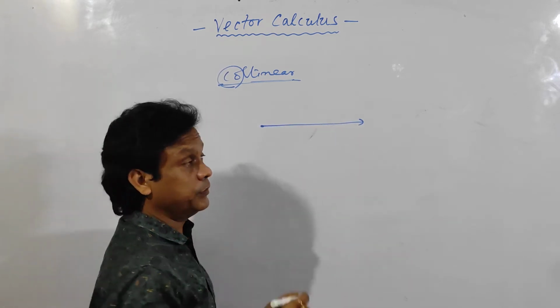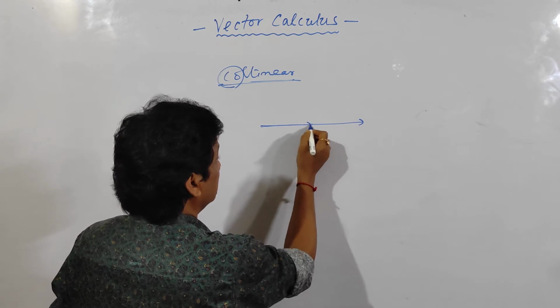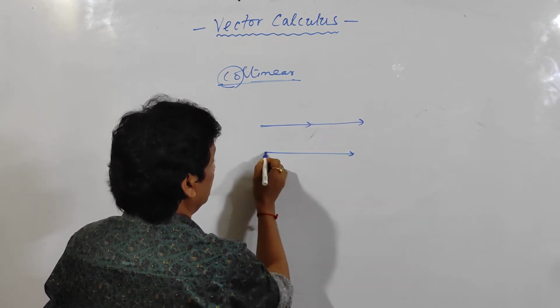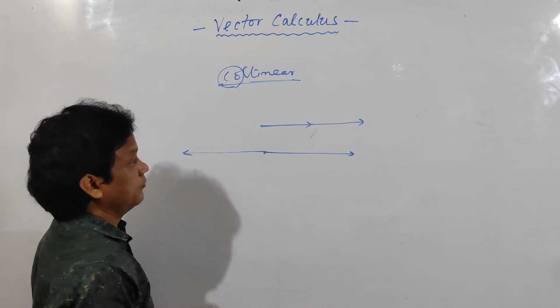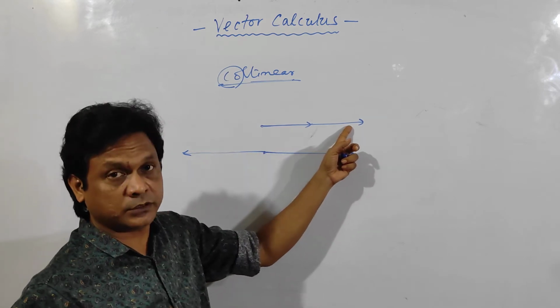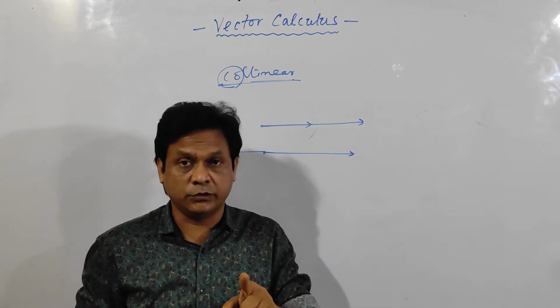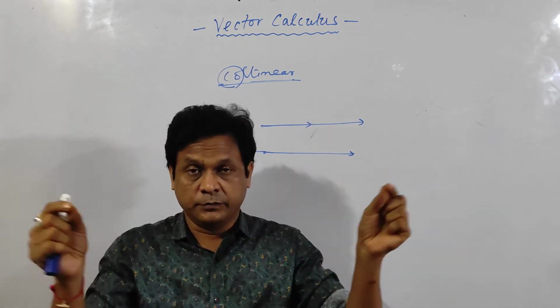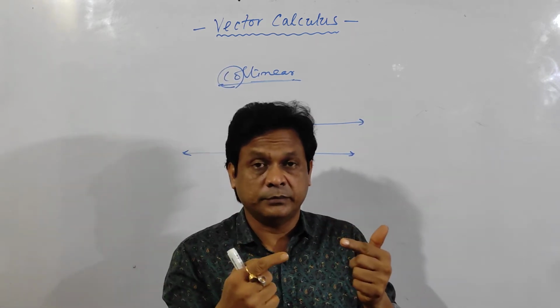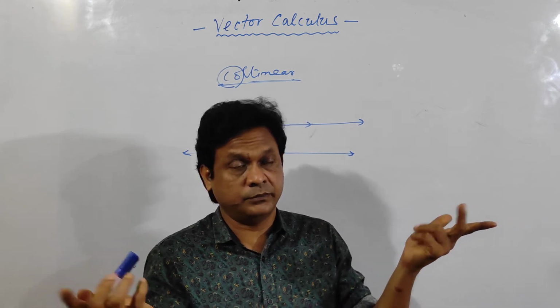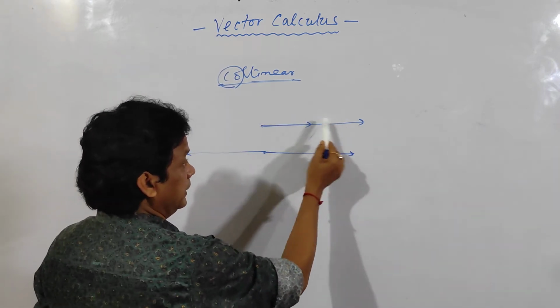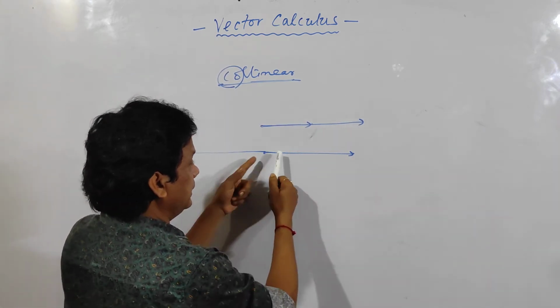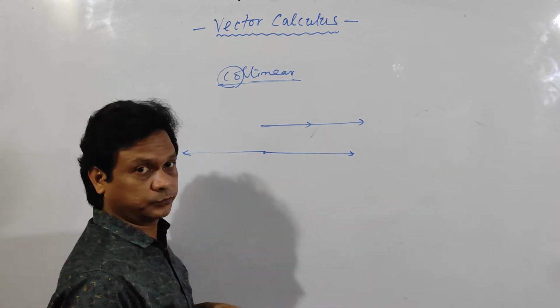If they have the same line of action, that means like this or like this. There are two cases. They are moving in the same line. In one line they will move. That means the line will be one, but the direction may or may not be the same. In this case, they are moving in the same direction.